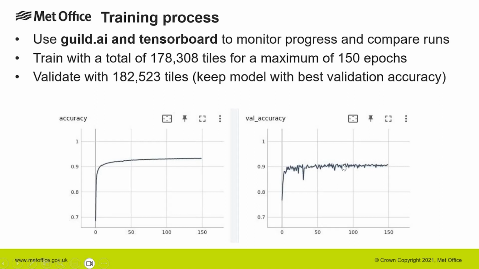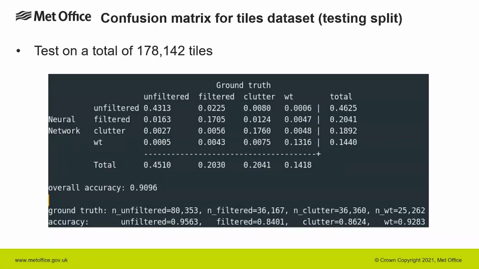At the end of multiple trainings, we pick the best, the one with the highest validation accuracy. And then we have a third data set, the test data set, where on the horizontal there's unfiltered, filtered, clutter, and wind turbine for the ground truth, because that's where we have the original data. And then on the vertical, we have the neural network, same parameters. The diagonal elements will then represent correct detection, so unfiltered or filtered has been correctly labeled. The off diagonal then represent the false positives and the false negatives. And we can see that these numbers are quite low, about 2% at most.